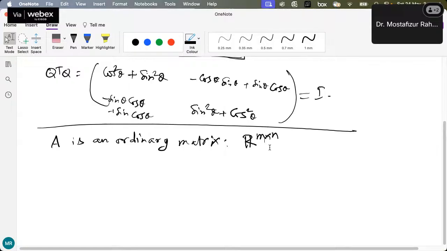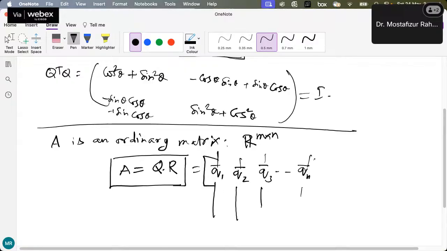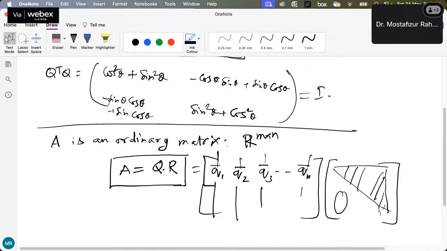So for now, if A is an ordinary matrix, then this matrix can be decomposed as an orthogonal matrix Q times an upper triangular matrix R. Where Q is Q1, Q2, and so on, these columns are the orthonormal basis vectors, times an upper triangular matrix. That means you will have elements only in these portions and the rest are 0. So this particular decomposition is called the QR decomposition.